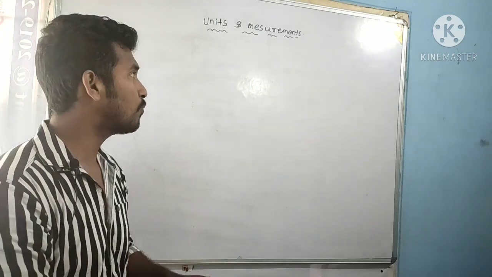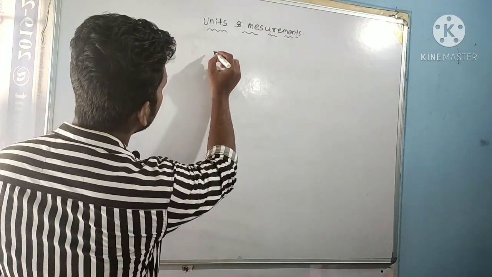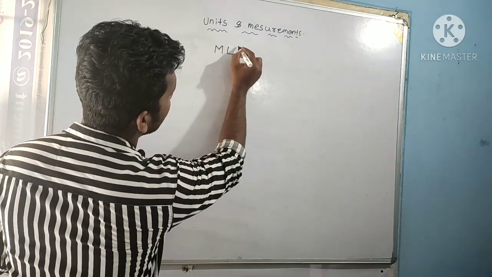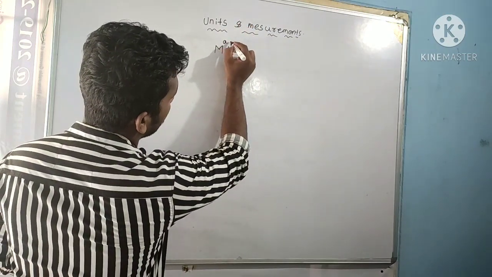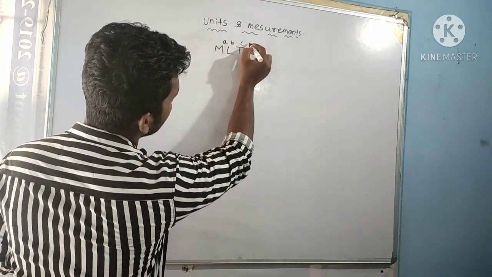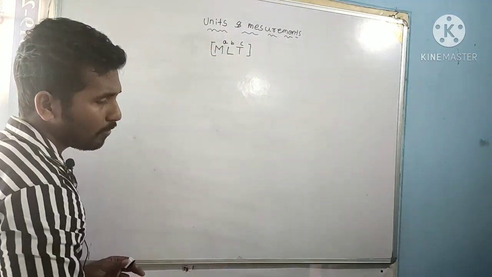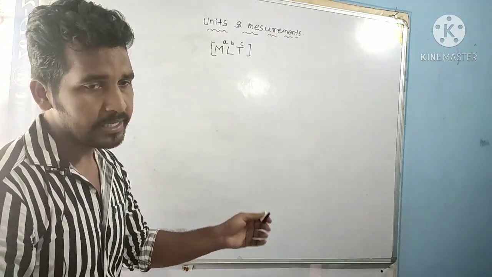So dimension formula represent a physical quantity in terms of mass, length, time with proper power, let it be A, B or C, and within a square bracket. So dimension formula represent the physical quantity with proper power and within a square bracket.